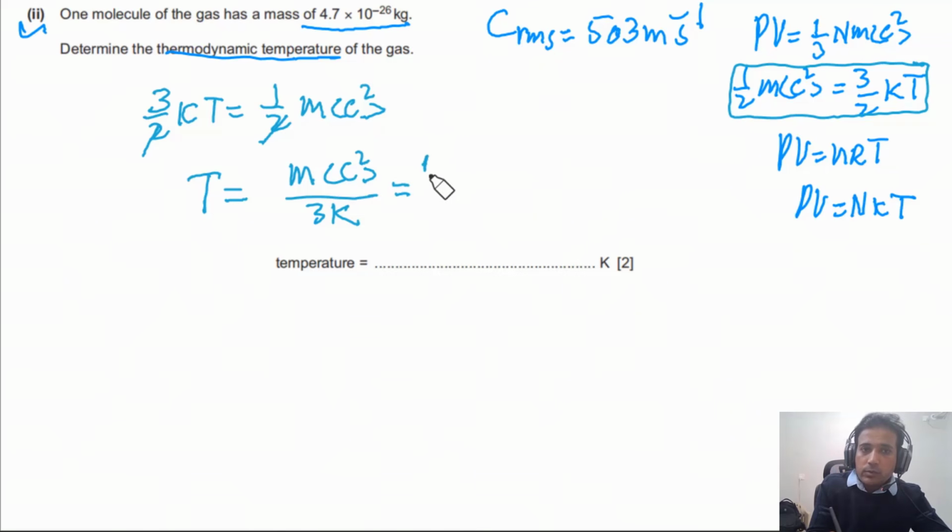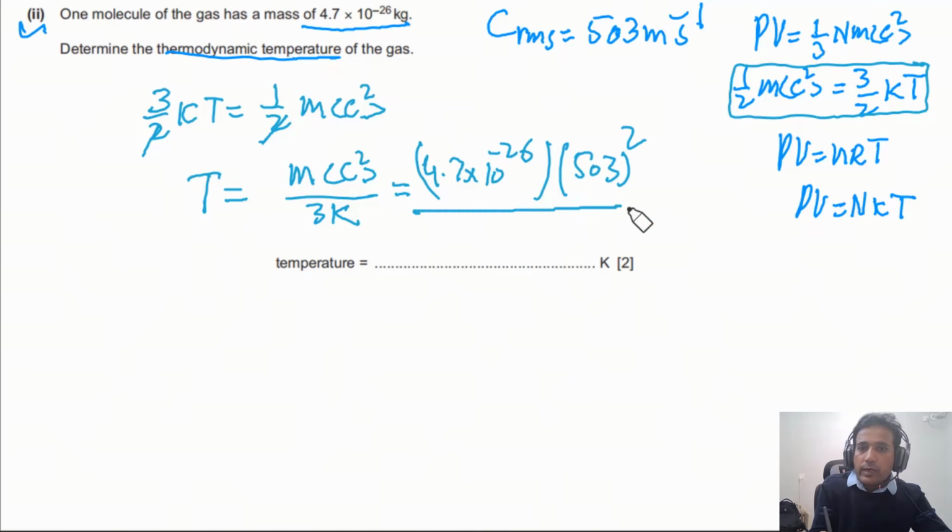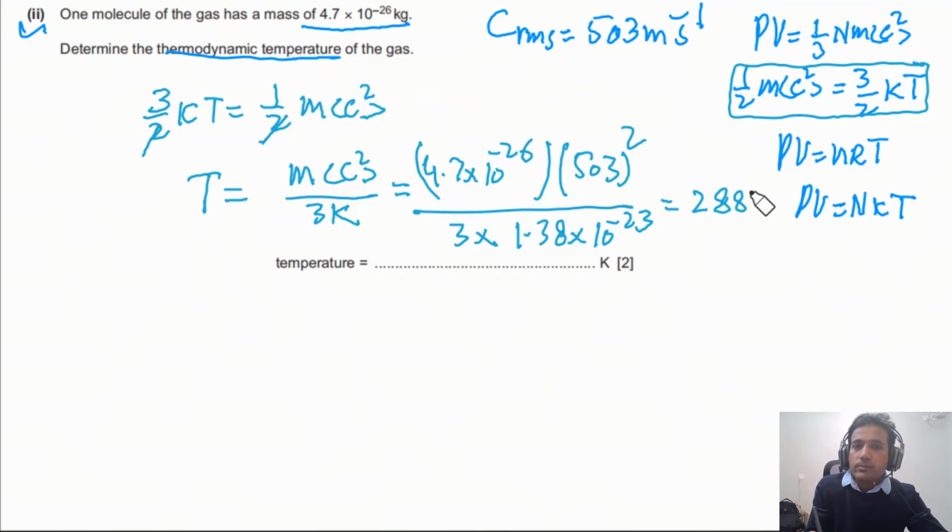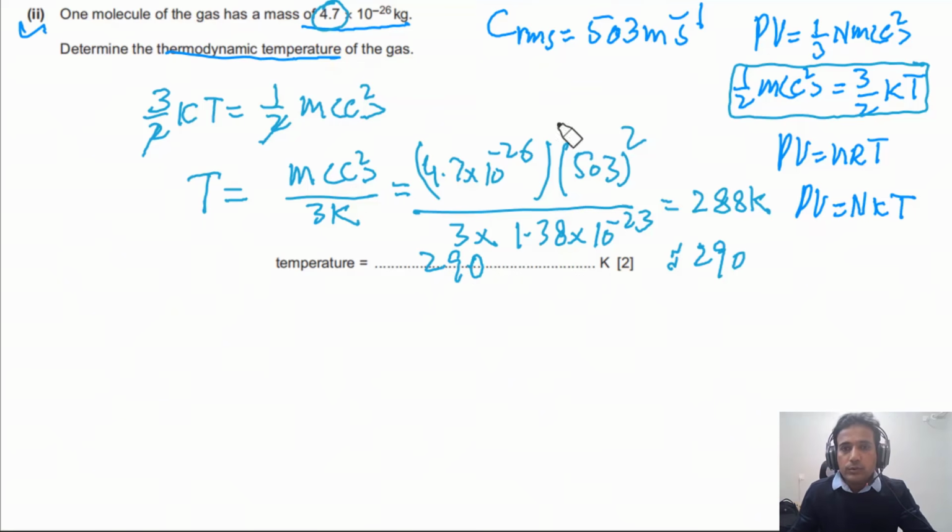Now simply we need to plug in values. m is the mass of a single molecule, that is 4.7 times 10 to the negative 26, and the value of c is 503 squared, divided by 3 times 1.38 times 10 to the minus 23. If we solve this one, we will get 288 Kelvin. As this data has 2 significant figures, our final answer can be 290 Kelvin. So this is how you need to answer.